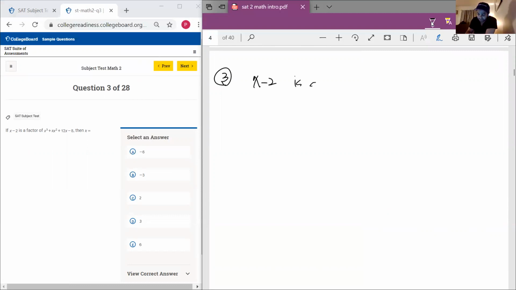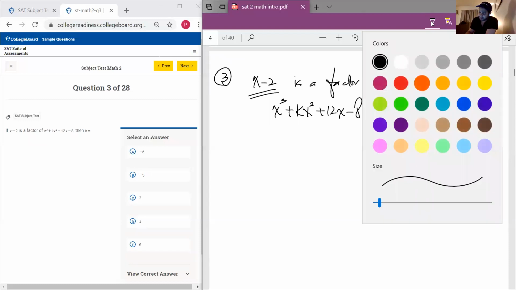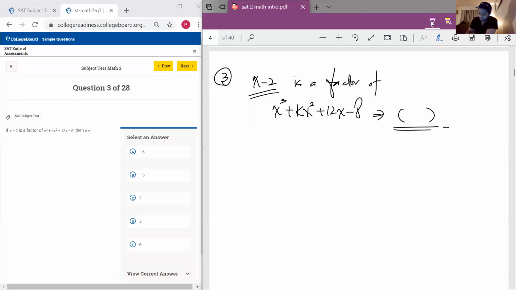x minus 2 is a factor of x cubed plus k x squared plus 12x minus 8. The quickest way to do it is not to try to factor, but know that given a factor, x minus 2, that means x equals 2 is a root, a 0, or the x-intercept. In other words, if I plugged in 2 for this function, I would expect a y value of 0.